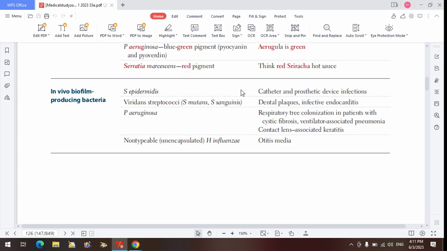So the sanguinis are notorious for causing this infective endocarditis because they can form aggregates. So the normal aggregate that you have within the valves includes the deposition of the microbe itself, particularly what we are looking at now, the Streptococcus sanguinis.